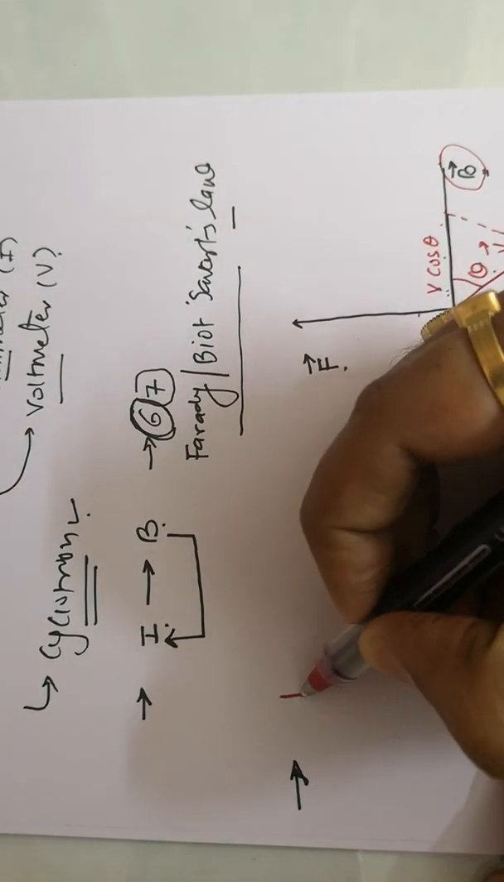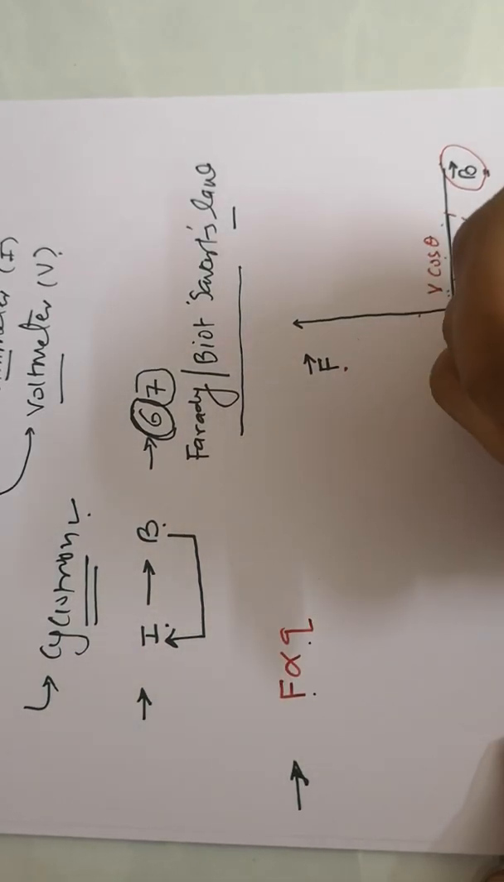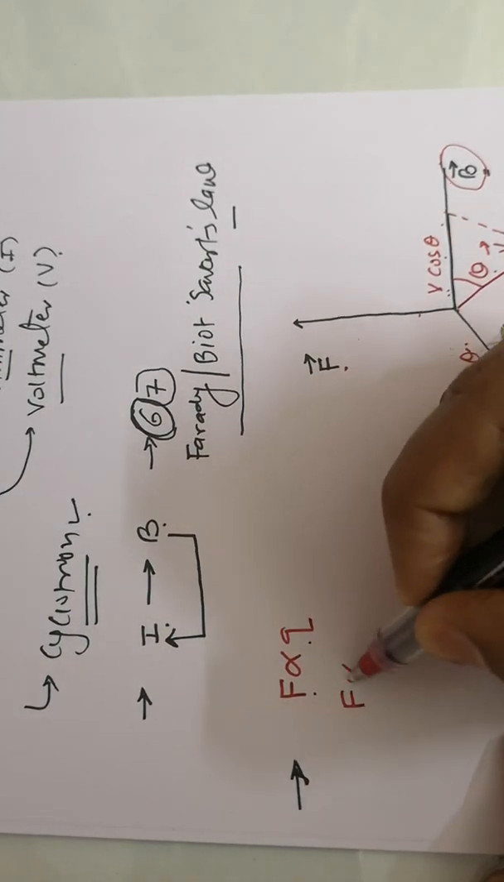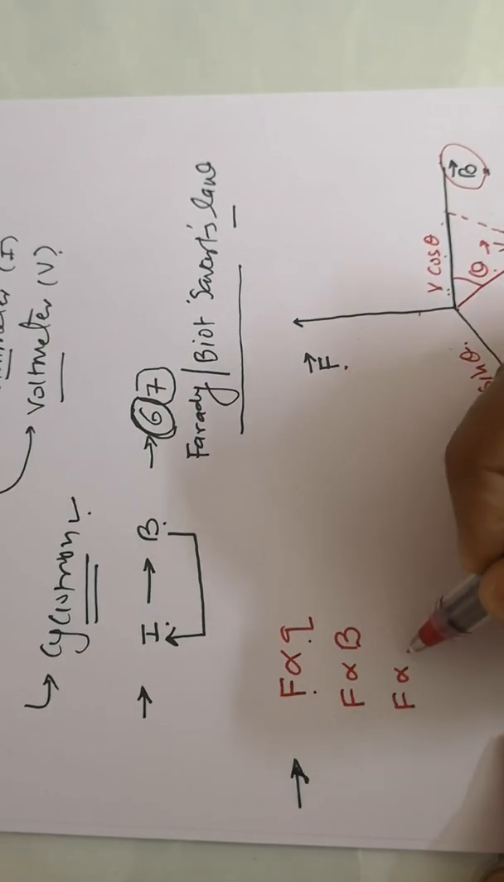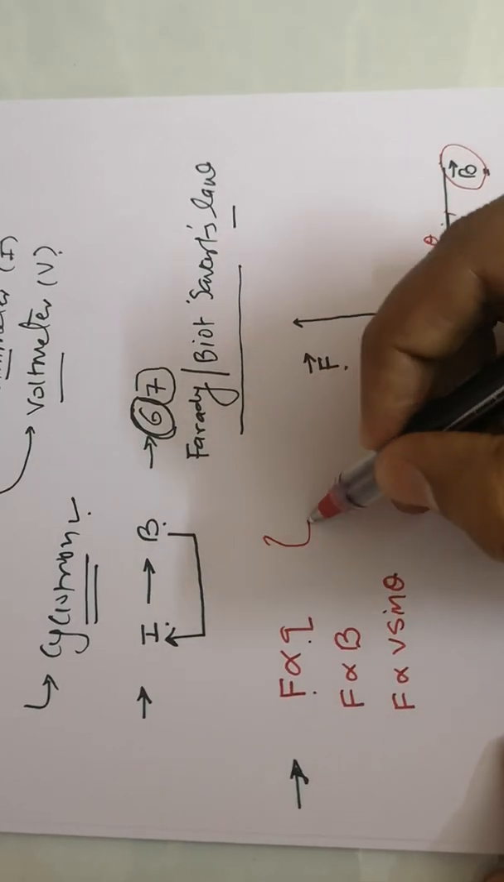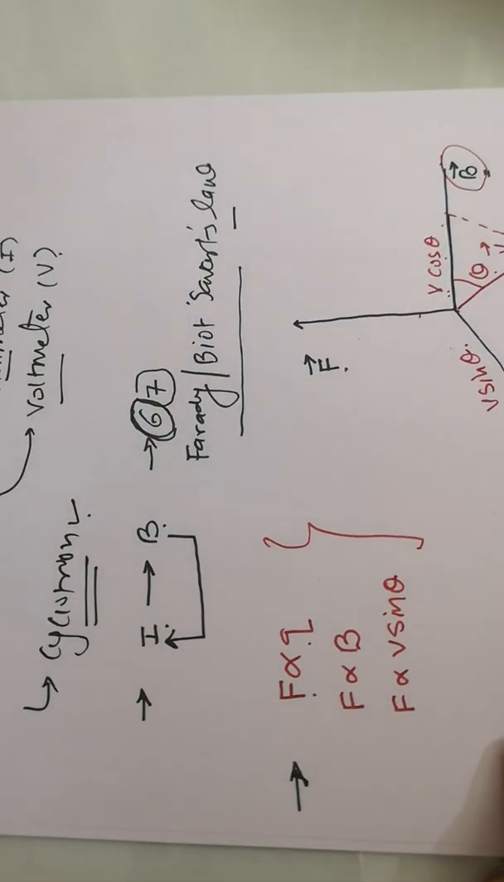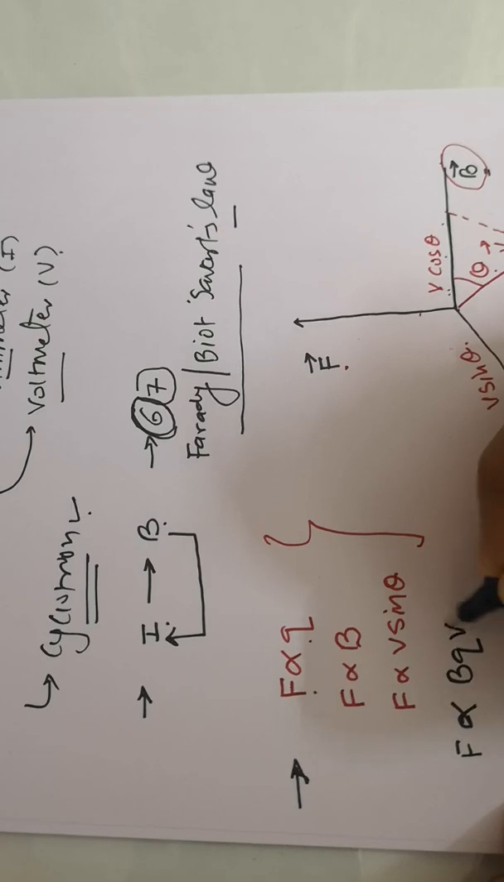The very first relation we will learn is that force is directly proportional to charge. Next, force is directly proportional to magnetic field, and the third one is that force is directly proportional to the sine component of velocity. I am accumulating all these formulas, and I can have F equals to, first of all, putting proportionality, BQV sin theta.